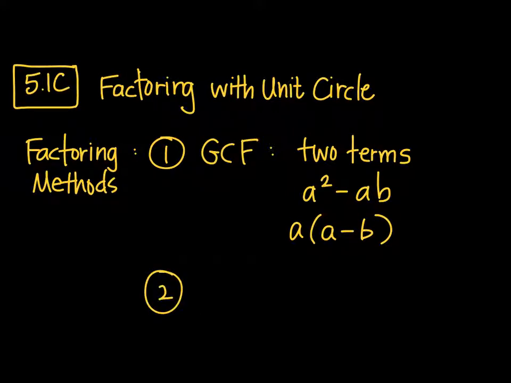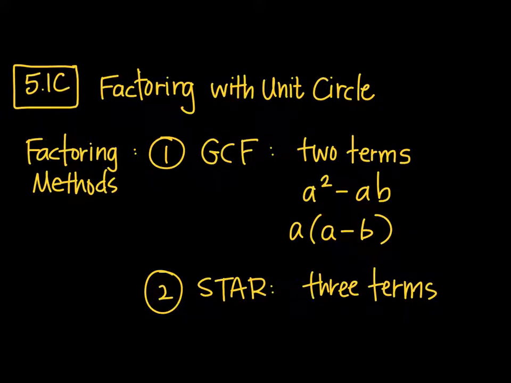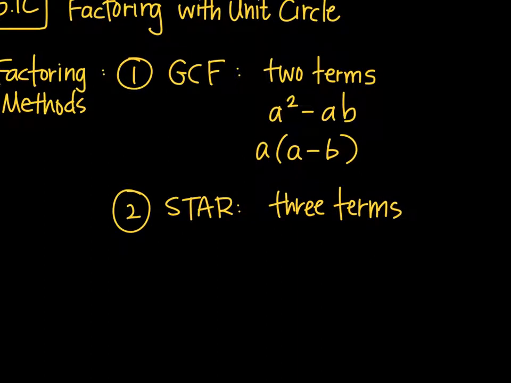Okay, so number 2. Then came our star factoring. Star factoring was when we had 3 terms. Three terms would be an addition and a subtraction, or 2 subtractions, or 2 additions, or something like that. So you might have 3a squared minus 2a minus 1. That would be an appropriate time to use star.